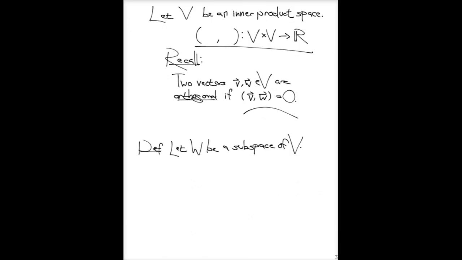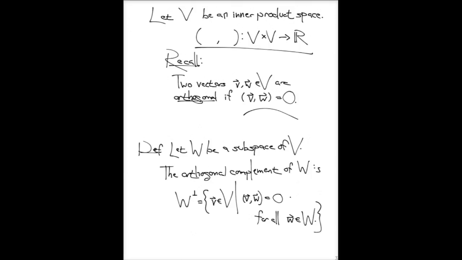And now for our definition. Let W be some subspace of V. Let's fix the subspace W. Then we define the orthogonal complement of W to be the set written like this, W with a small perpendicular symbol in its exponent, often read W perp for perpendicular. The orthogonal complement is all v in V such that the inner product of v and w is 0 for every w in W.